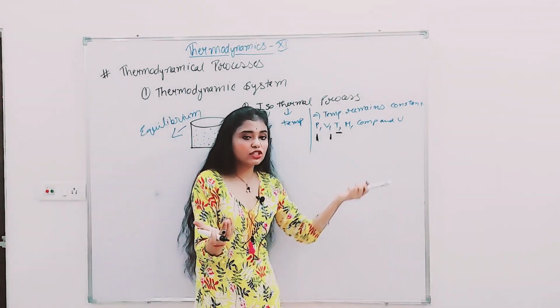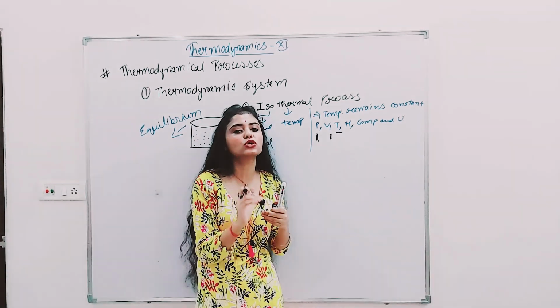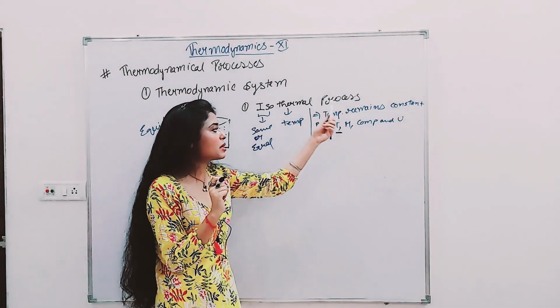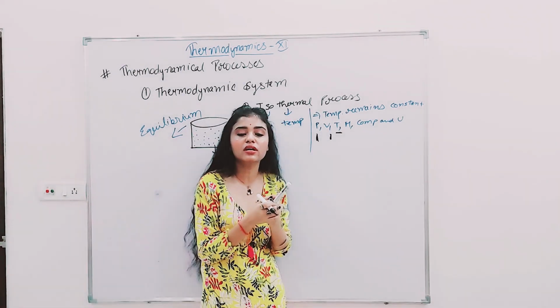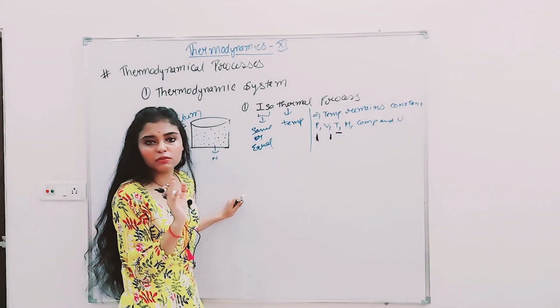Your internal energy, we are not considering it for today's topic, but in later topics we are going to talk about internal energy as well. So what we are saying is, in an isothermal process, if temperature is constant, then there will be a change in pressure and volume. Okay, now what is an example of an isothermal process?